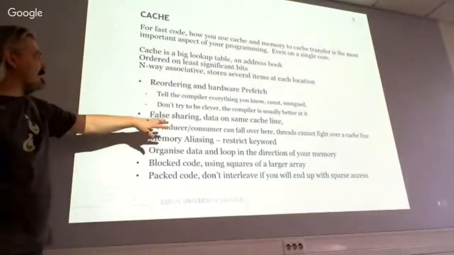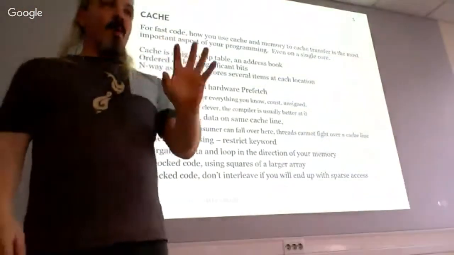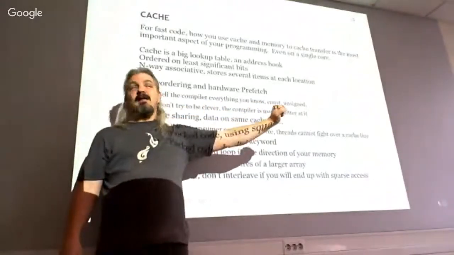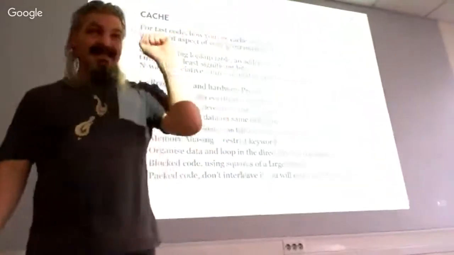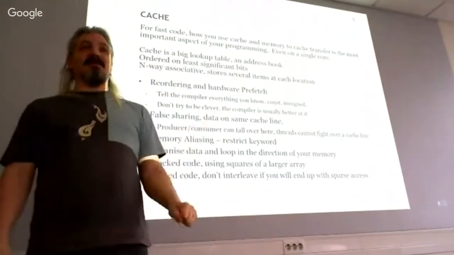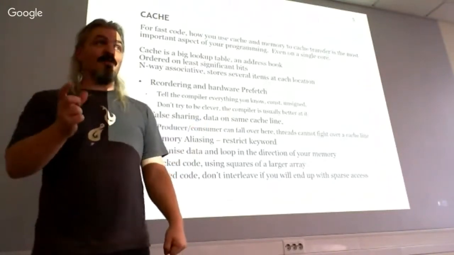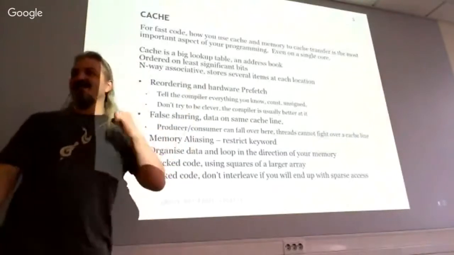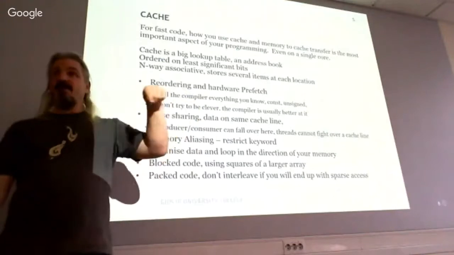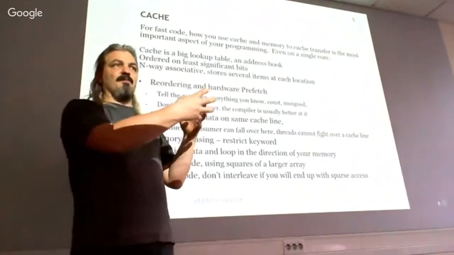So with hardware prefetches, if you want to optimize, one of the first steps is to tell the compiler everything you know, right? If you know something's going to be const, tell the compiler it's const. If you know it's unsigned, tell the compiler it's unsigned. Don't just make it int and go, oh, it'll always be positive. If you know it's always positive, you say, right, this is unsigned. I know it's always going to be positive. I know it's never going to go below 0. And that will help the compiler optimize your code. Right? So the more information you give, the more the compiler can do.